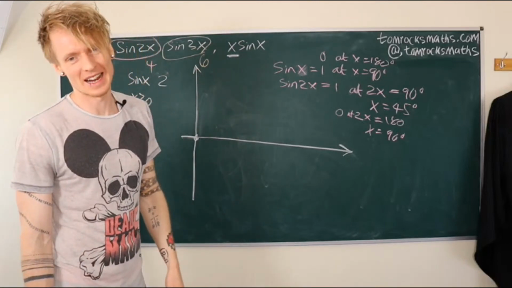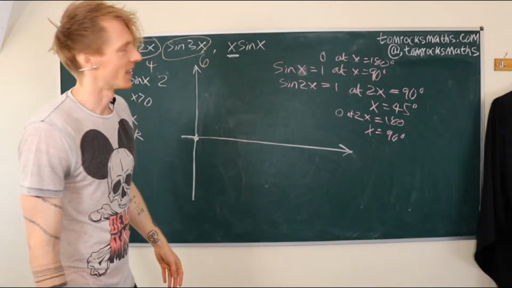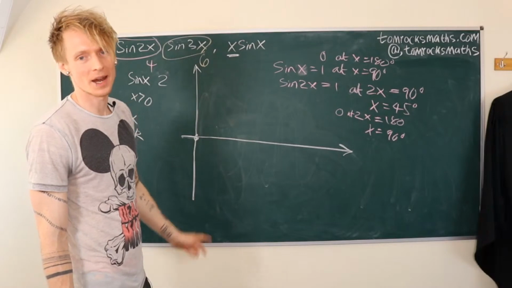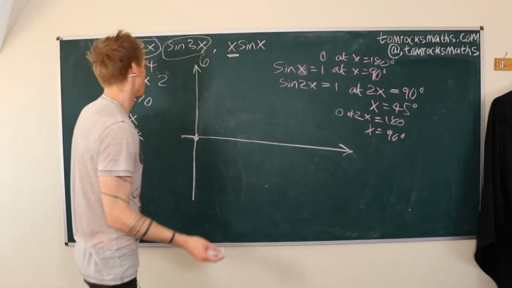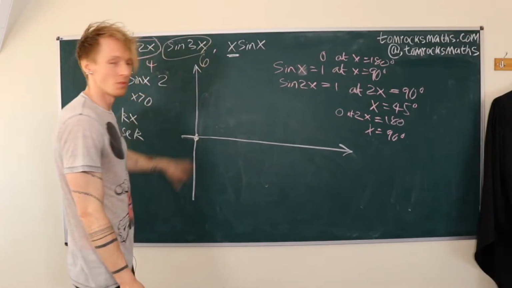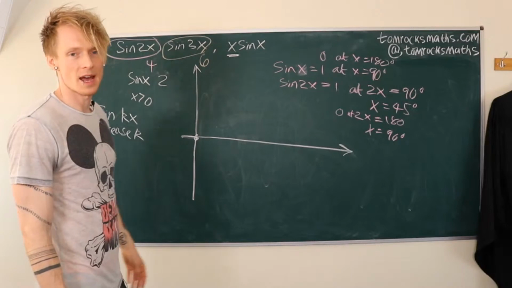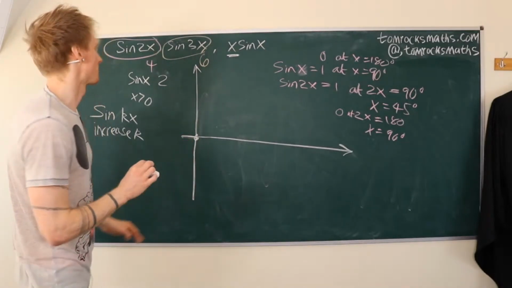If you wanted to plug in 90 degrees, you'd have to work in radians here. You would plug in pi over 2. So then you'd get pi over 2 times sine of pi over 2, which is 1. So you'd get pi over 2, for example. So you can work out various points if you really want, but I don't think that's necessarily that constructive. It gives you a bit of a feeling for what was going on.